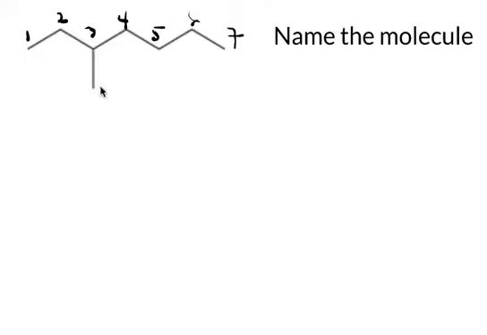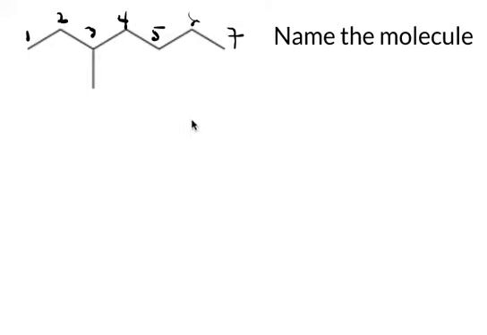So what we'll do, and I'm not actually going to number it because it's pretty obvious in this case, if this was number 1, 2, 3, 4, that's not the longest. 1, 2, 3, 4, 5, 6, also not the longest. So our longest carbon chain is represented by these 7 carbons.